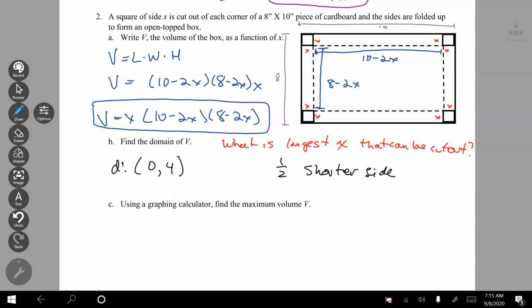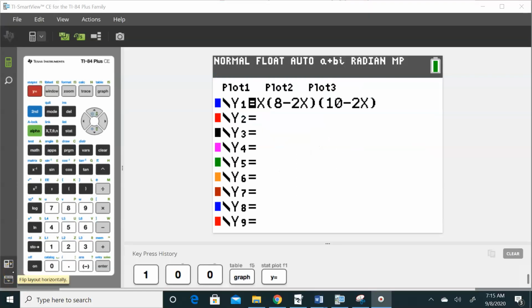And then how can I do all this? Well, I'm going to put this on the graphing calculator, like I did on Friday. So here, I put it into the graphing calculator. I don't expand it out. I don't multiply it out. I just leave it with the parentheses and the x's like they are.